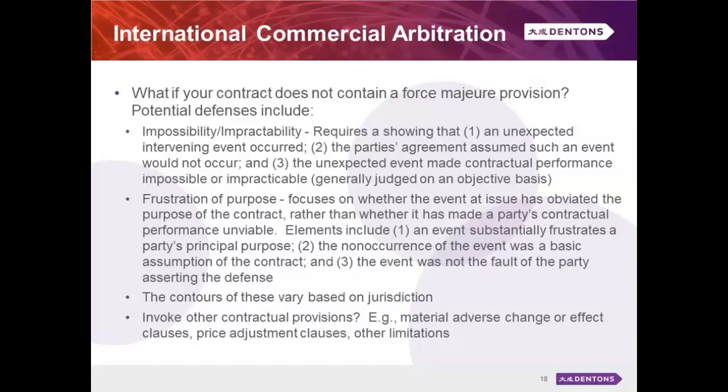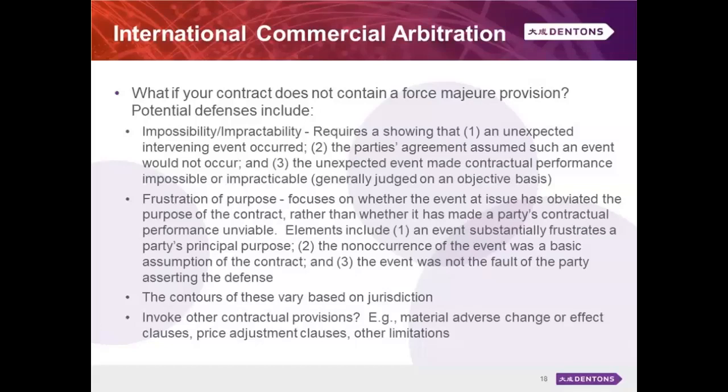The specifics, again, are going to vary across jurisdictions, but generally speaking, a party will need to establish that there has been an unanticipated event that happened, that neither party anticipated would happen at the outset, and that it made performance impossible. This defense is going to focus really on whether or not performance is possible or viable. That is the primary thrust.